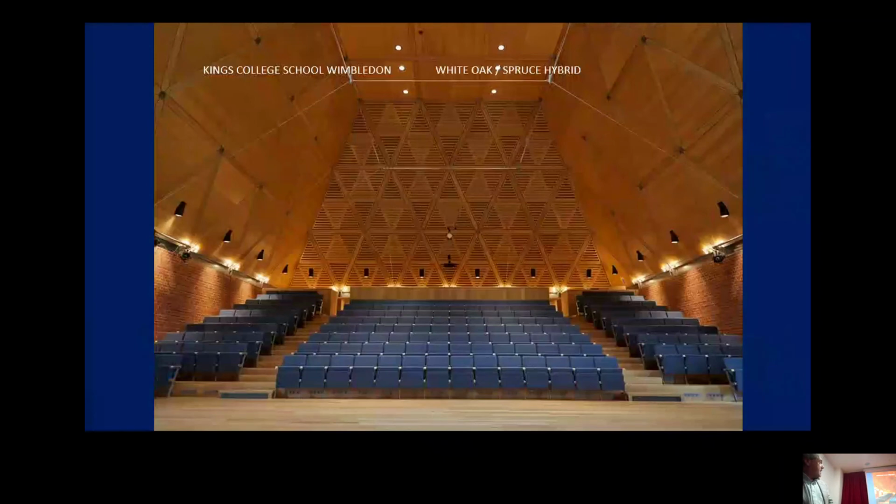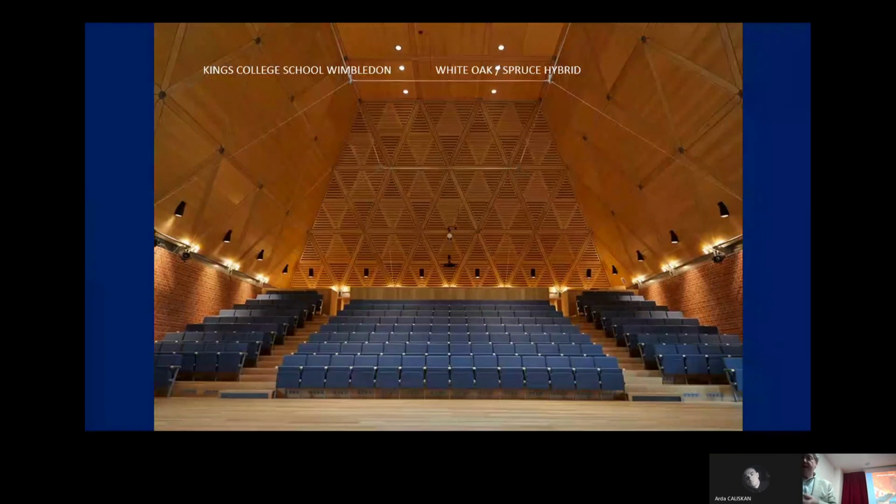Some other commercial projects. This is King's College School in Wimbledon in London, and this is a hybrid. So this is an example of, depending on budget constraints, sometimes it's money, no question, it doesn't matter how much money you want to throw at a project. Others, you need to be more constrictive in the materials that you use.